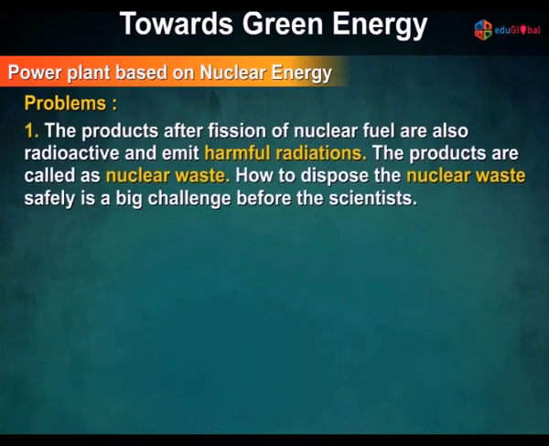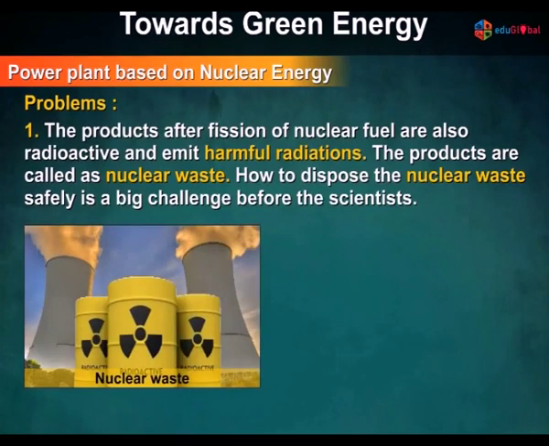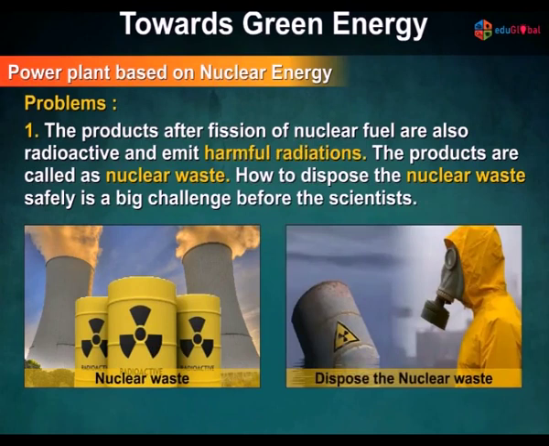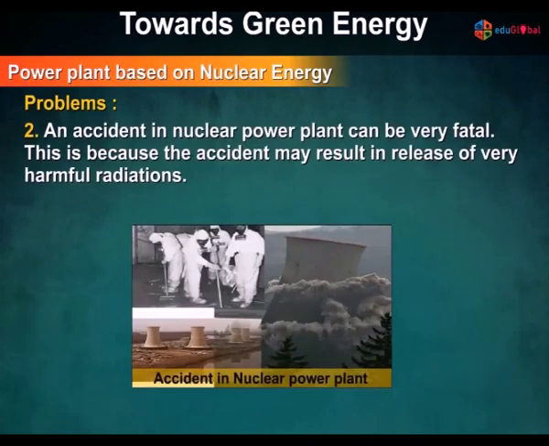Problems. 1. The products after fission of nuclear fuel are also radioactive and emit harmful radiations. The products are called nuclear waste. How to dispose of the nuclear waste safely is a big challenge before the scientists. 2. An accident in a nuclear power plant can be very fatal. This is because the accident may result in release of very harmful radiations.